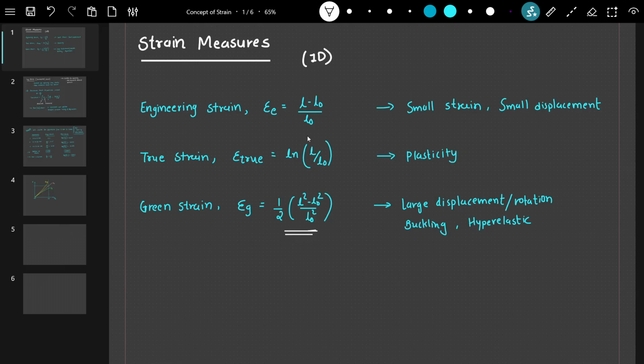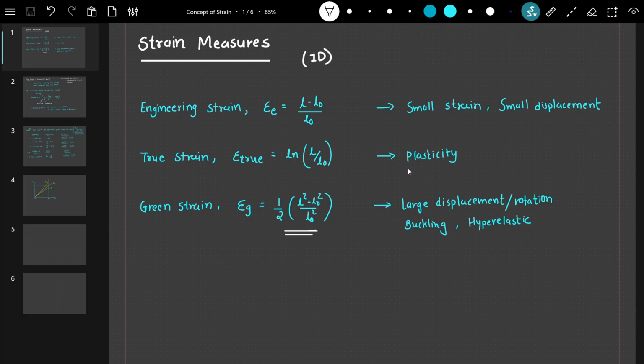We will see in the next lectures the derivation of strain measures, mainly the engineering strain measure, for 1D, 2D and 3D cases. So this is just a summary to give a glimpse of different strain measures and their application. Engineering strain, as we know, is used basically for linear elastic problems, where there is small strain and small displacement.